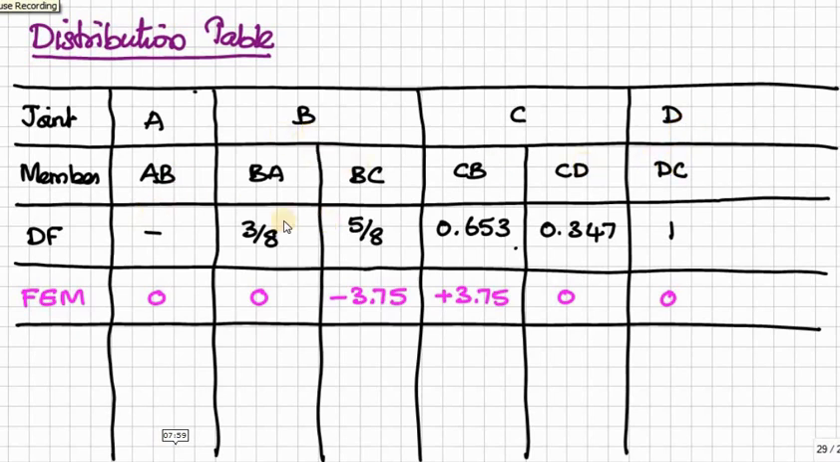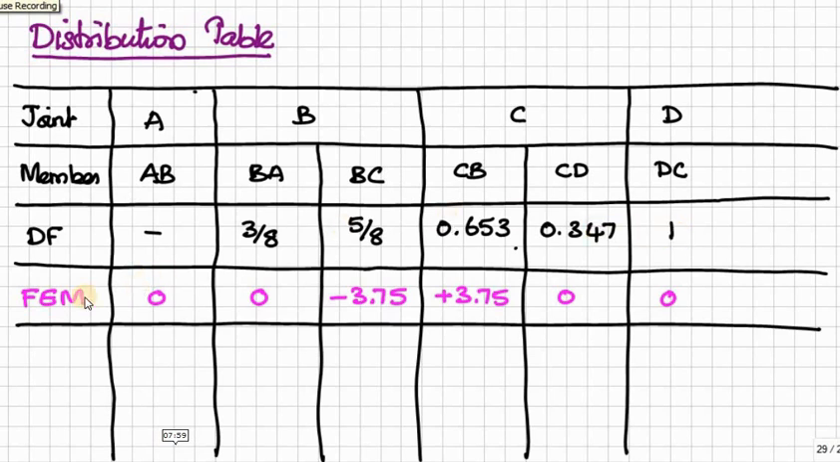And against each member, we have to write the distribution factor. Here, distribution factor is only for joint members, not at supports. Therefore, there is nothing here against AB. Then against BA, we have 3 by 8 and BC 5 by 8. Then CB 0.653 and CD 0.347. 0.653 is nothing but 424 by 649. Fractionally I will enter here. For DC, it is the hinge support, therefore distribution factor is equal to 1.